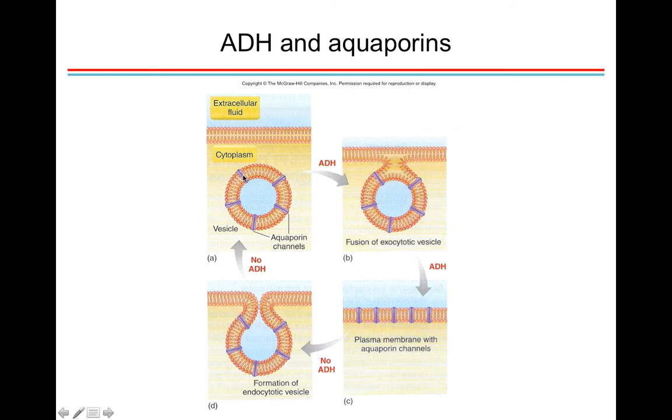But in any case, this is a vesicle. What ADH does is it facilitates the fusion of the vesicle with the membrane of the cell. When ADH is around, we have the plasma membrane containing aquaporin channels. So let's say there's no need for ADH to be produced, then the antidiuretic hormone will not be expressed.